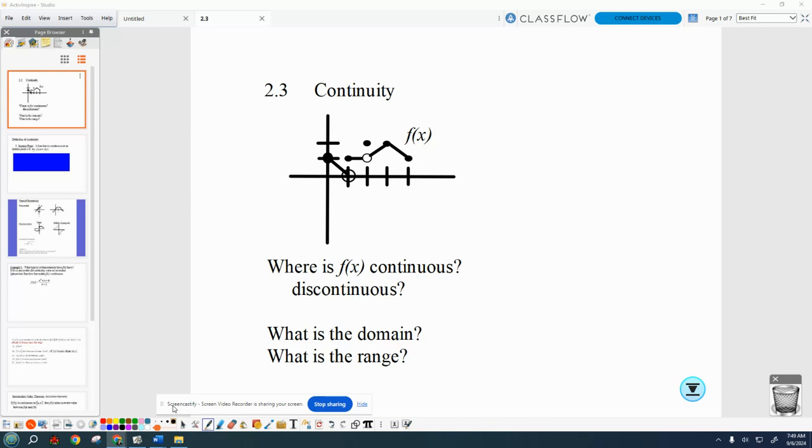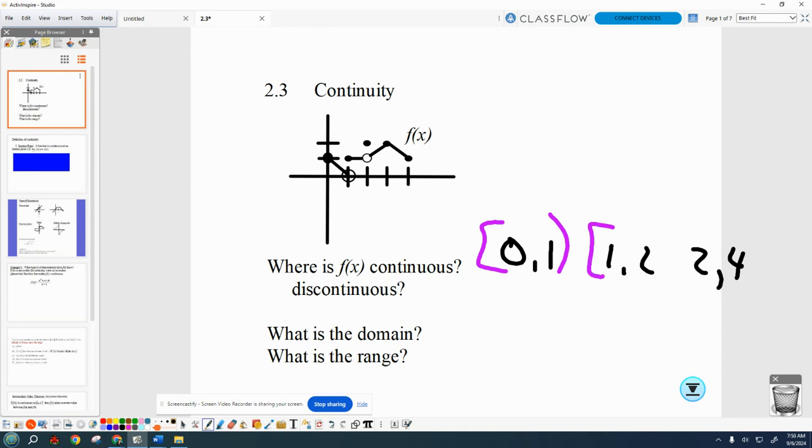Where is it continuous? From 0 to 1, 1 to 2, and 2 to 4. What kind of brackets, square or round, are we doing? Including 0, not including 1. Well, yeah, square around on this one. Square. And then round.